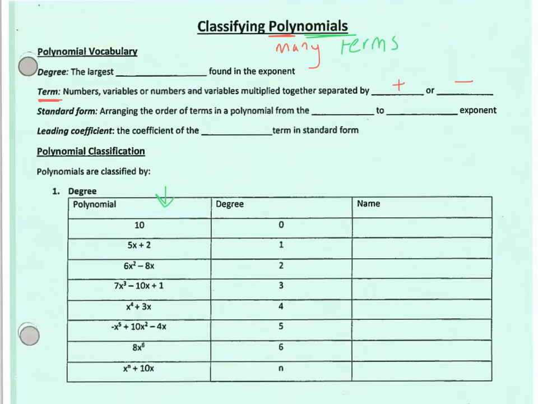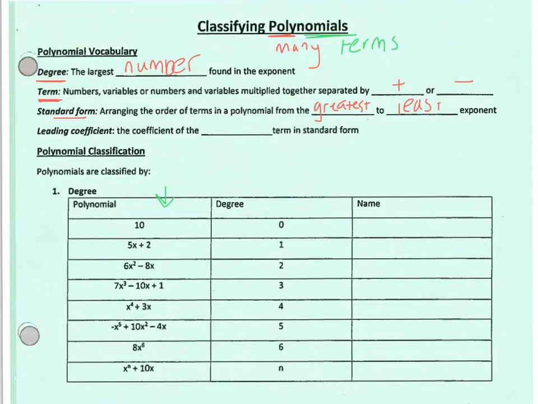When we talk about polynomials, we often refer to the polynomial's degree. The degree is the largest number found in the exponent. So if you look at all the exponents in a polynomial, what's the largest number found there? That'll often be the degree. Standard form is achieved by arranging the order of the terms in a polynomial from greatest to least exponent. So if someone asks you to put a polynomial into standard form, we're asking you to arrange the terms so that they go from greatest to least.